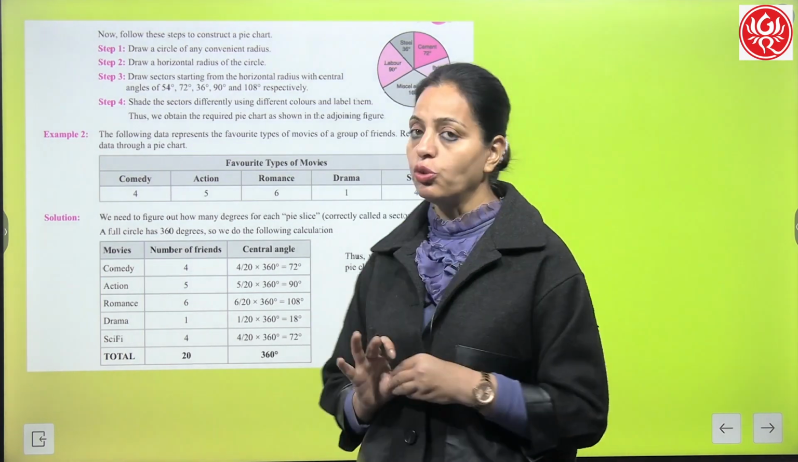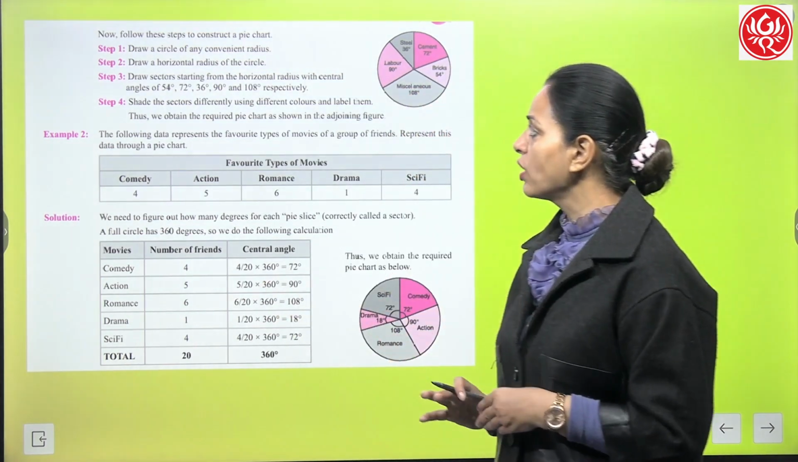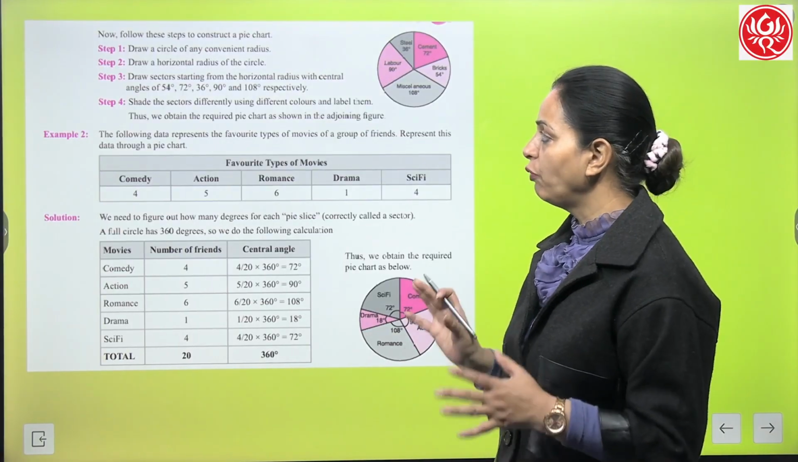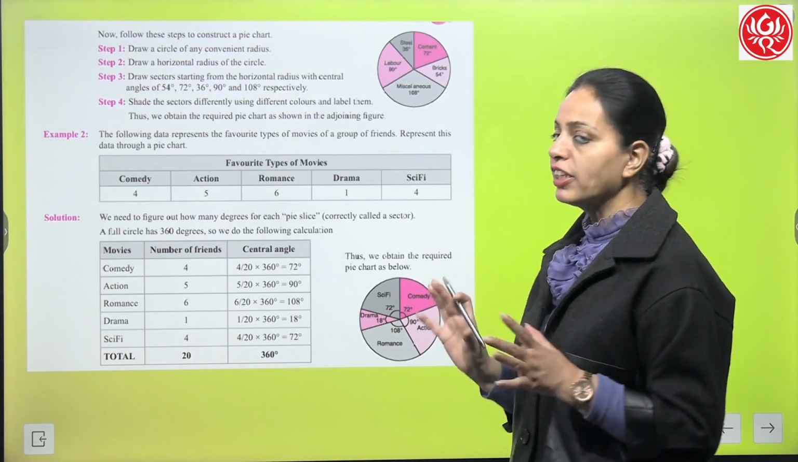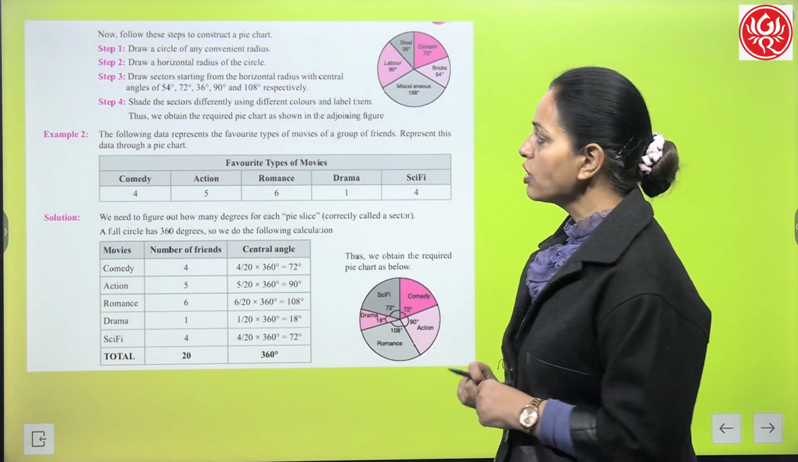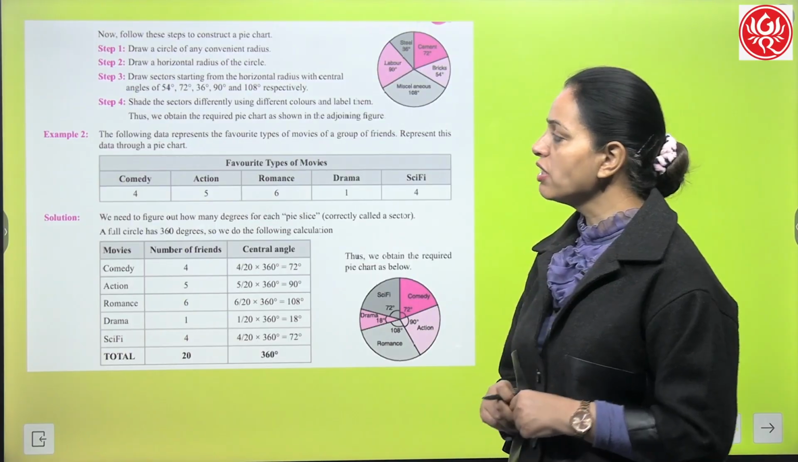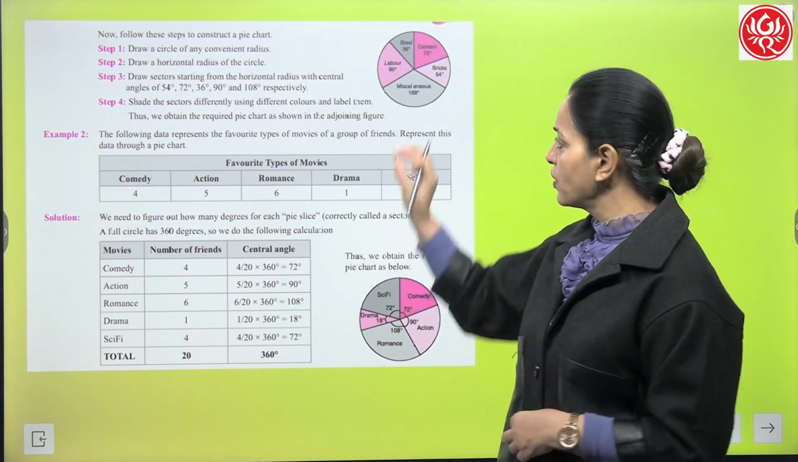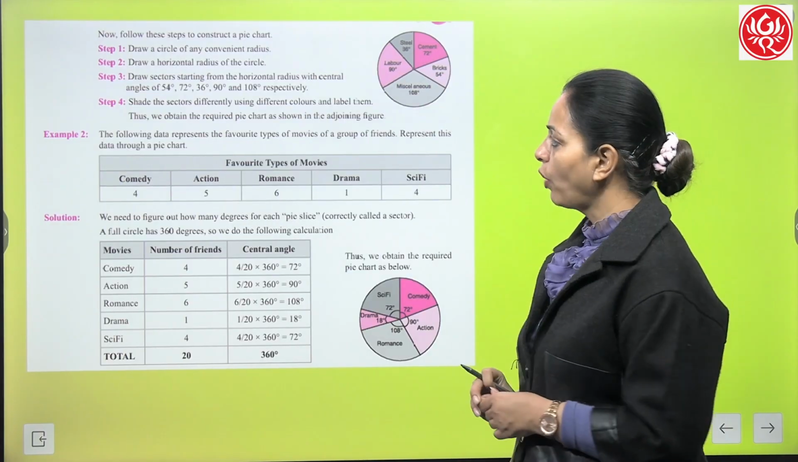Now see what to do. Now follow these steps to construct a pie chart. Step 1, draw a circle of any convenient radius. Whatever radius we choose, we will draw a circle, right. Now step 2, draw a horizontal radius of the circle. You can take a horizontal radius anywhere, it would be easier for you, right.